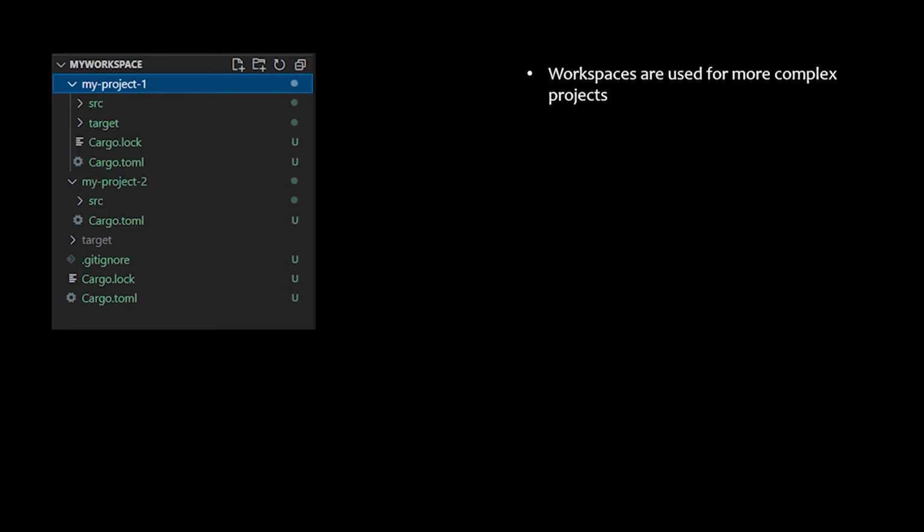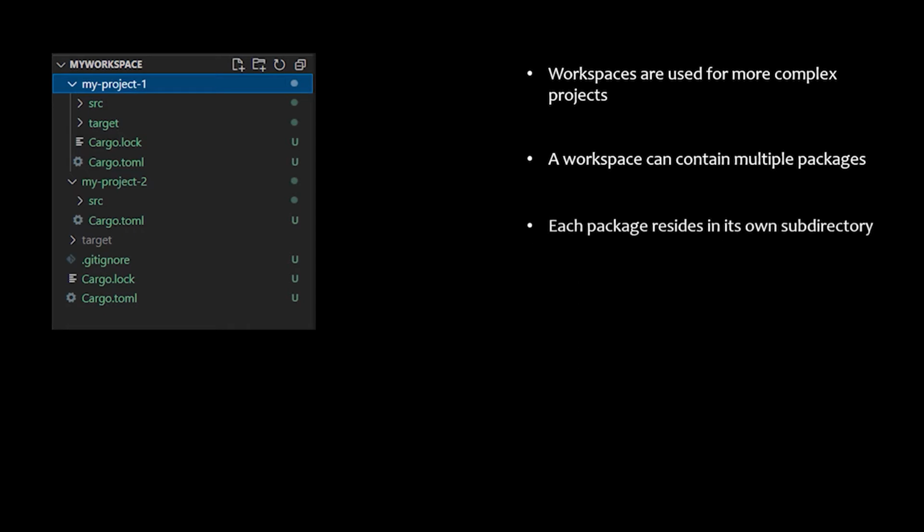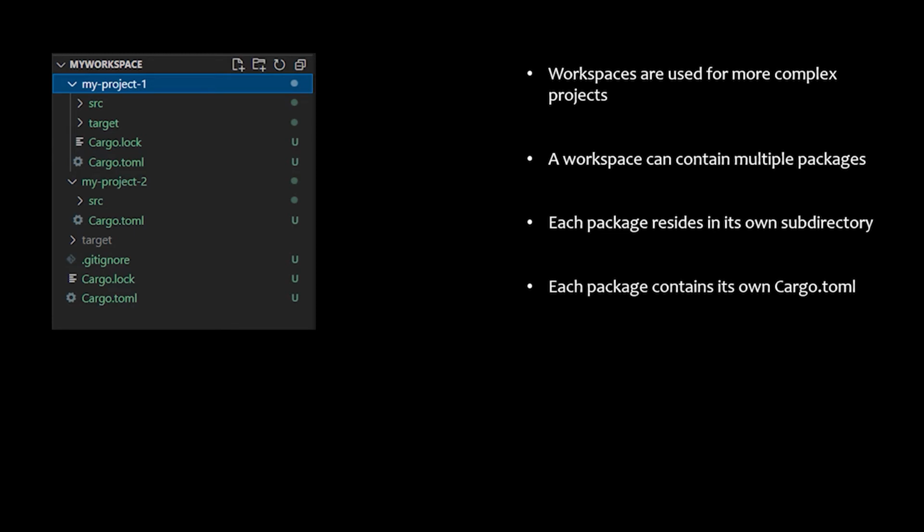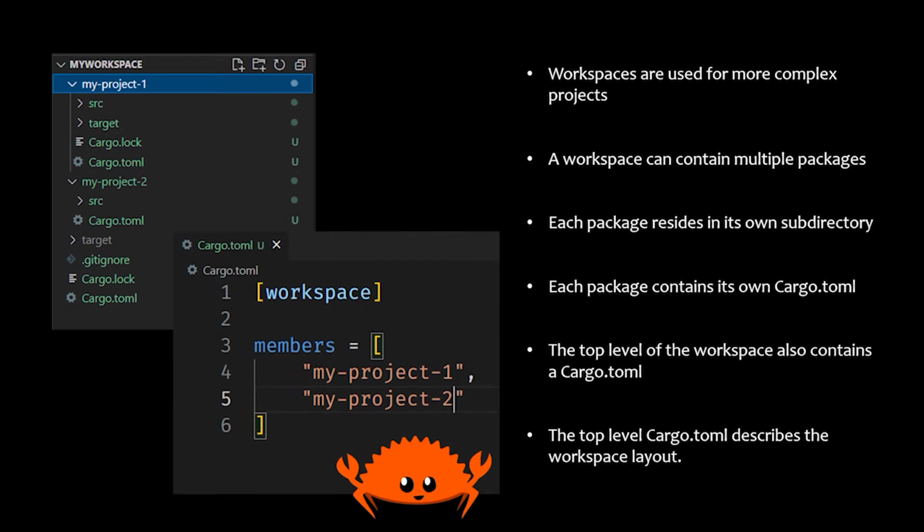Each package has its own cargo.toml file, and then the top level workspace has a cargo.toml file that describes the workspace, and we'll be working through that. It can contain multiple packages. Each package resides in its own subdirectory. Each package contains its own cargo.toml file, and the top level workspace also contains the cargo.toml file. And this is the top level workspace cargo.toml file. It tells what members there are, and there are other things that you can do with this. And we'll get into the details of that.